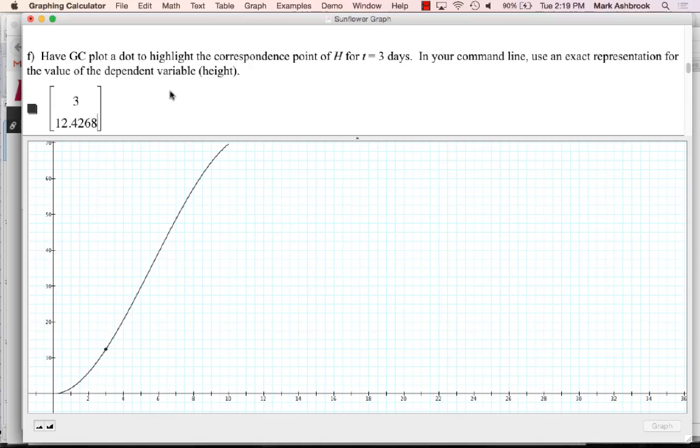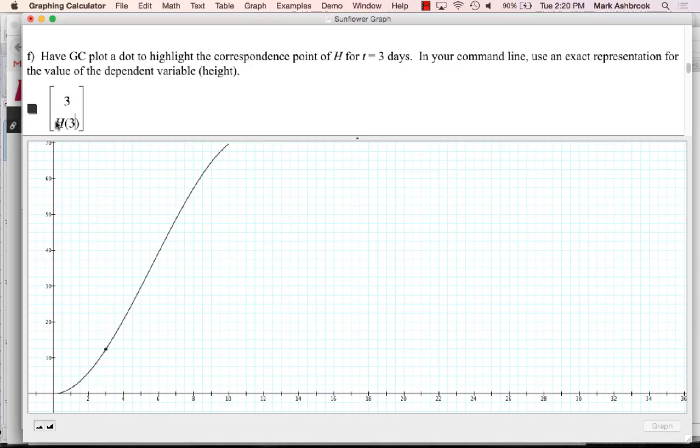Someone on this side. Yeah. 3 as your x and H of 3. Right. So instead of doing an approximation, I could do H of 3. This is important. Why? Because it means precisely the value of the dependent variable when the independent variable is 3. And so now we can be confident that it is truly a point on that graph.